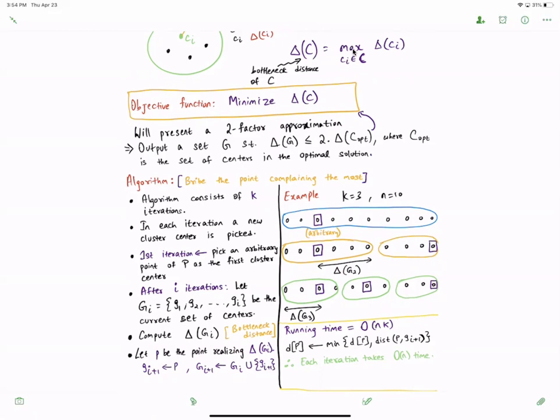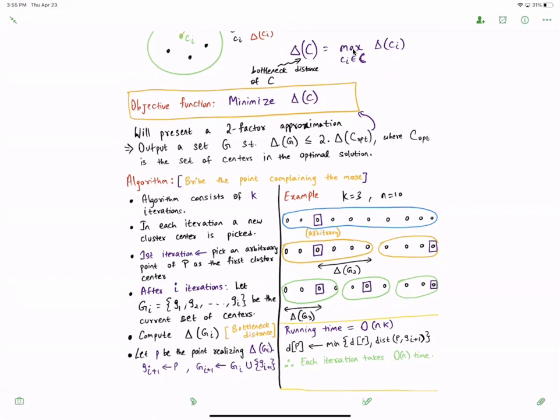So how do you start? In the first iteration, you're allowed to pick an arbitrary point of P. Just pick your favorite point. And after i iterations, you have a set G_i of i centers. That's what is written here: G_1, G_2, and so on up to G_i. So you've collected i centers.